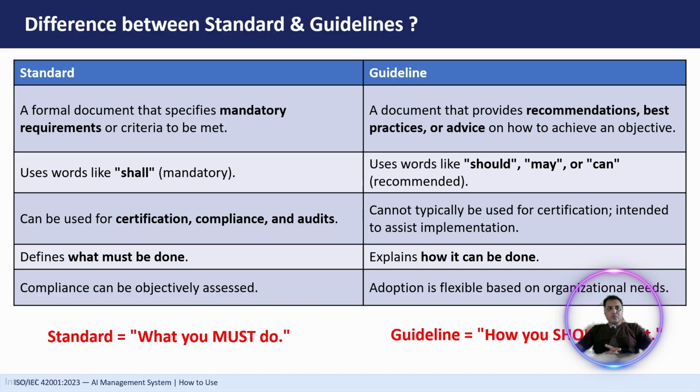So a standard will use words like "shall." Wherever you find "shall" in the standard, that means it is a mandatory requirement, and you have to make sure that you meet that particular requirement. If you fail to meet that particular requirement, then you will not be able to certify your organization.